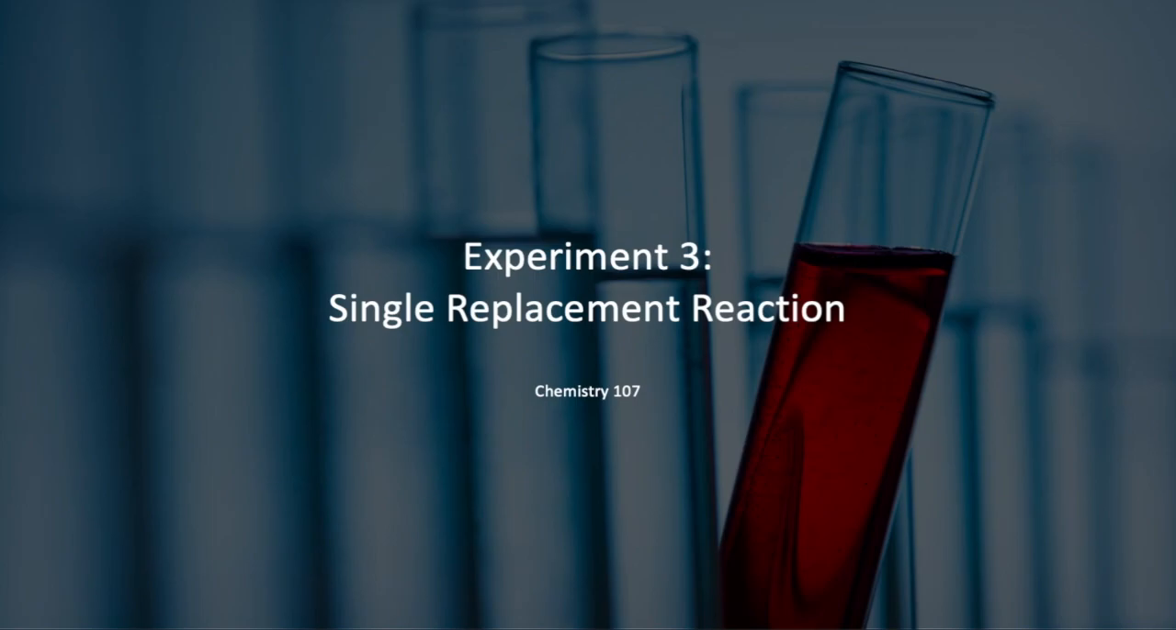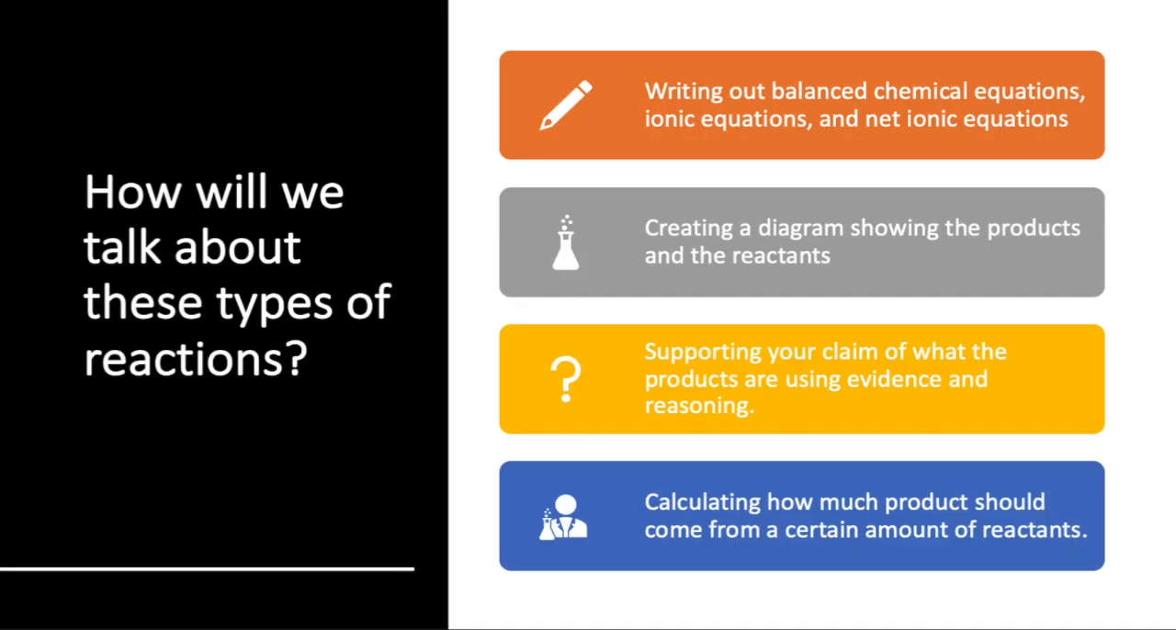And today in lab you're going to be focusing on one reaction but exploring it in a variety of different ways. One of the things that you'll do is write out balanced chemical equations, ionic equations, and net ionic equations, thinking about how those representations communicate what's happening in the chemical reaction. You'll also be creating diagrams at the molecular level showing the reactants and the products and how the atoms are rearranged into different molecules between the reactants and the products.